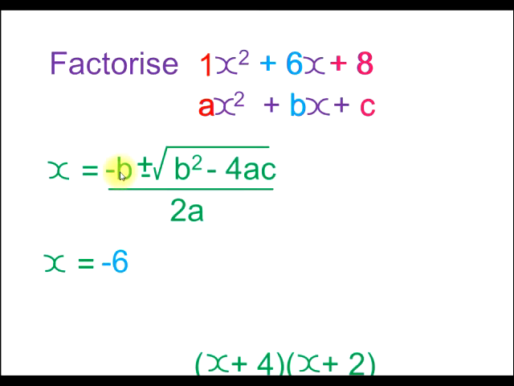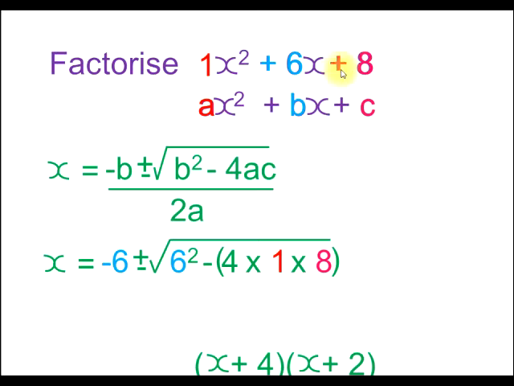So the first bit is negative b. So b here we can see is a positive 6. So negative b is the negative version of that, which is negative 6. Plus or minus the square root of (6 squared minus 4 times 1 times 8). Now I do like to put this in brackets because it helps, especially when this is a negative value here. All over 2 lots of a, which is 2 times 1.